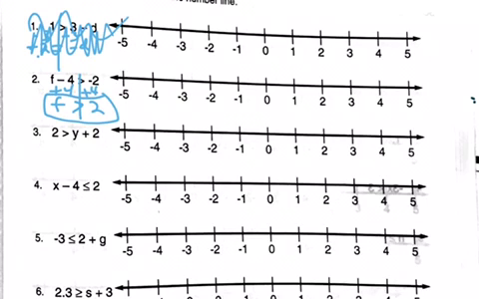You'll notice it's a greater than sign, so I need a hollow circle at 2. So I'm going to put a hollow circle at 2. And f is greater than that, so that means it's all numbers to the right. Because f, all those numbers have to be greater than 2.